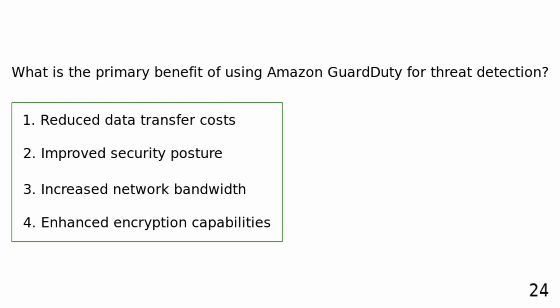What is the primary benefit of using Amazon GuardDuty for threat detection? Reduced data transfer costs. Improved security posture. Increased network bandwidth. Enhanced encryption capabilities.